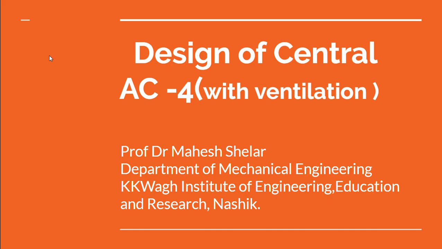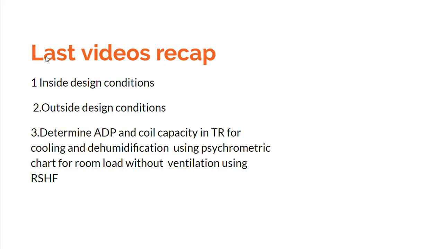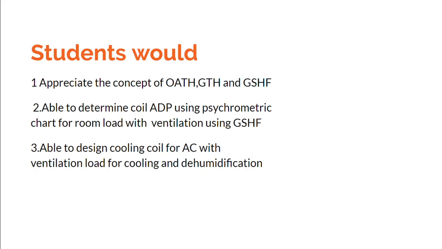We were discussing in the last few videos certain concepts which are required for doing a design of Central AC. In the last video, we talked about the concept of room sensible heat factor. We also talked about the inside design conditions, outside design conditions, how to determine the apparatus dew point and coil capacity in terms of refrigeration. All this we did by using the psychrometric chart and by learning the concept of what is known as room sensible heat factor. In today's video, you would be learning a few more interesting concepts.